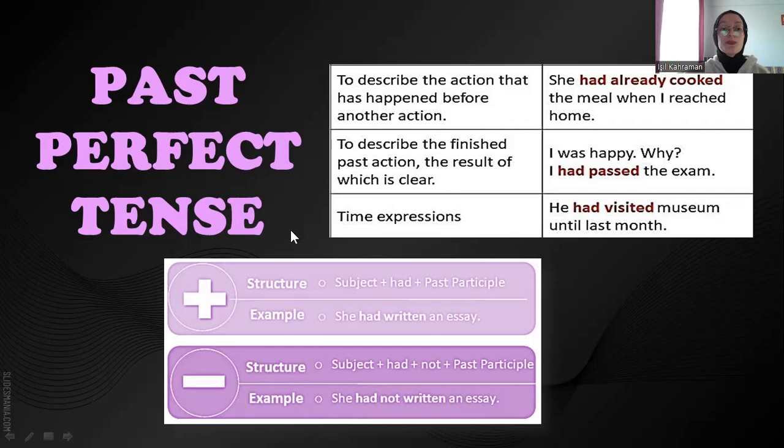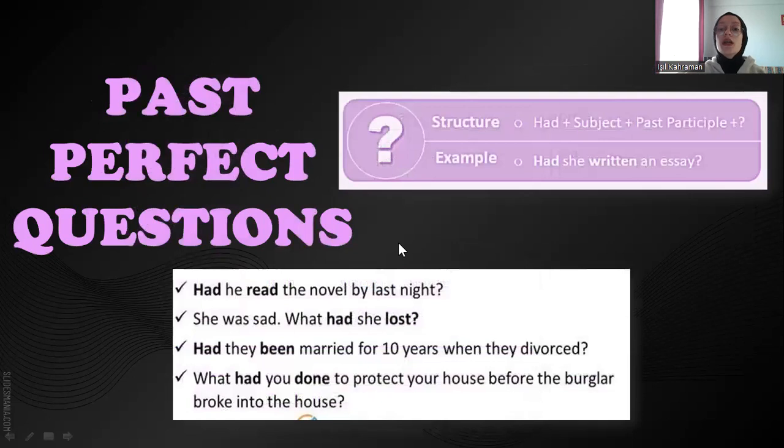And let's look at the questions of this tense. First, we look at the structure. In English, questions begin with the auxiliary, which is had plus subject plus past participle. In present perfect tense, we use have plus subject, but in the past, we use the had form. Had she written an essay?